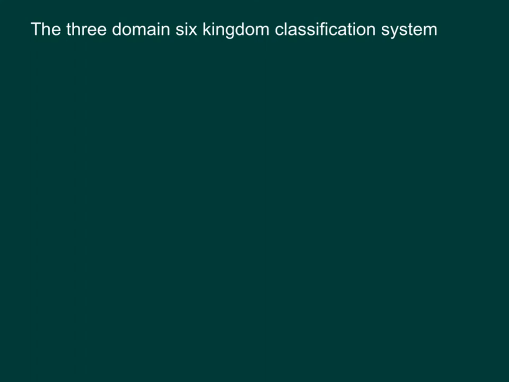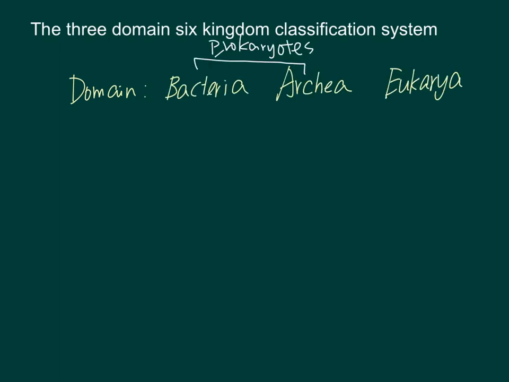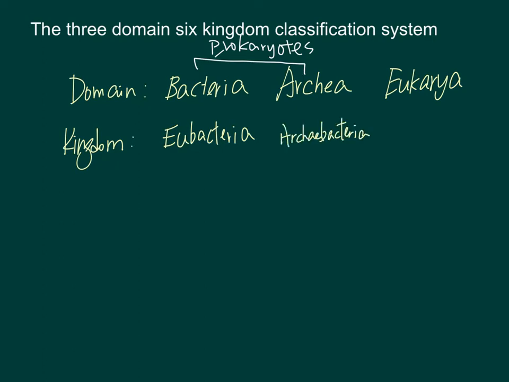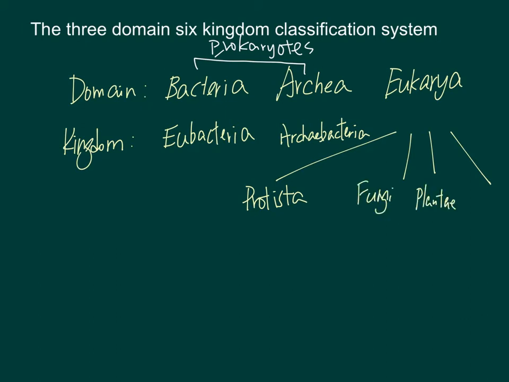Now let's take a look at the modern classification system, which is the 3-domain 6-kingdom system. The 3 domains we have are bacteria, archaea, as well as eukarya. Under the domain bacteria, we have 1 kingdom, and that is eubacteria. Under archaea, we have 1 kingdom, that is the archaebacteria kingdom. Under eukarya, we have 4 kingdoms. They are protista, or protists, and we also have fungi, as well as plants and animals.